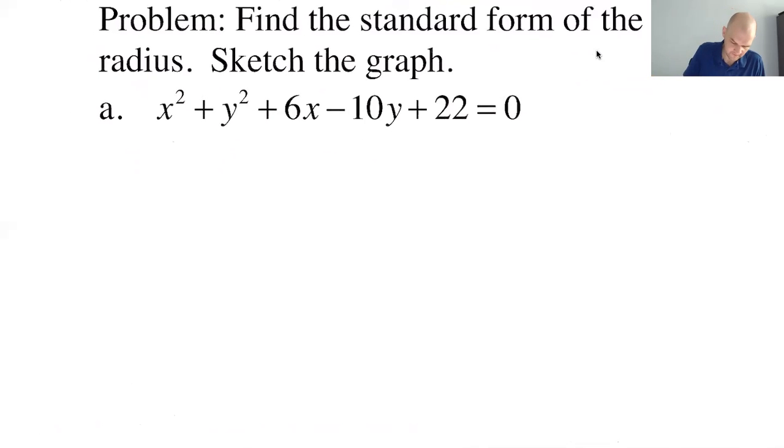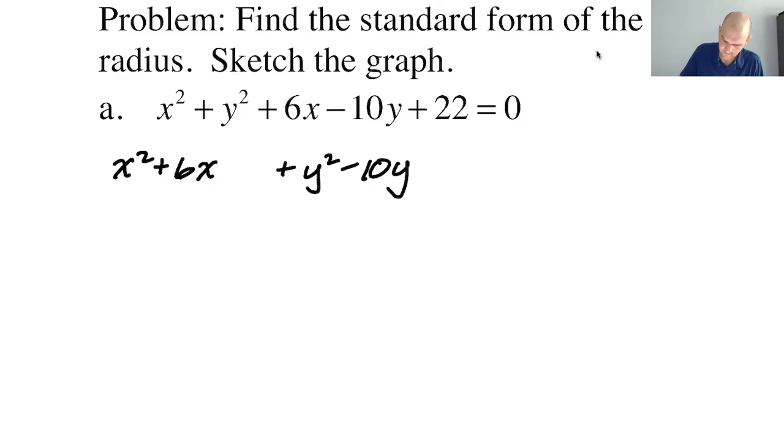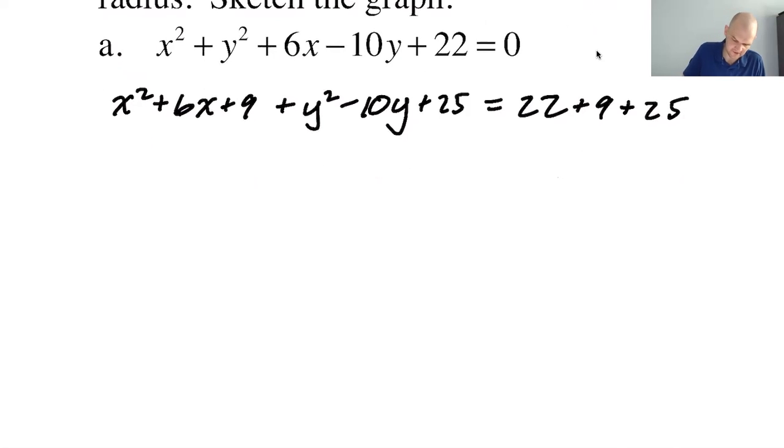So let's see. This one, I'm going to make it x squared plus 6x. I'm going to leave a space right now. And then y squared minus 10y equals 22. All right, so what do we do? Divide that by 2 to get 3, square it to get 9. What I'm going to do is add it on both sides. And then I'm going to do the same here. So take half of this, get negative 5, square it, that's 25. Add it on both sides. So now these should be perfect squares.